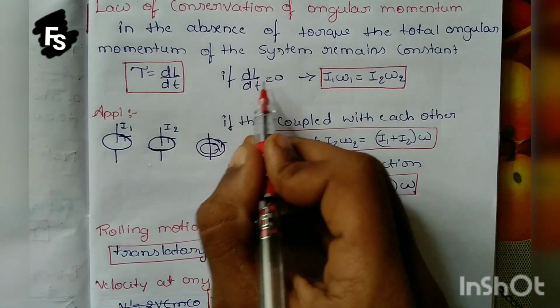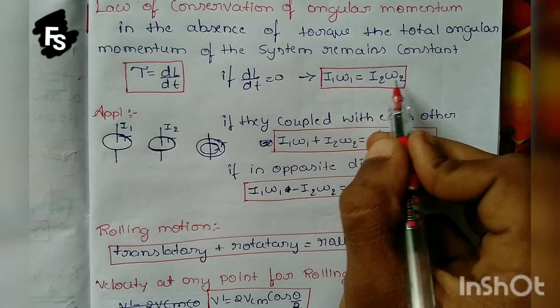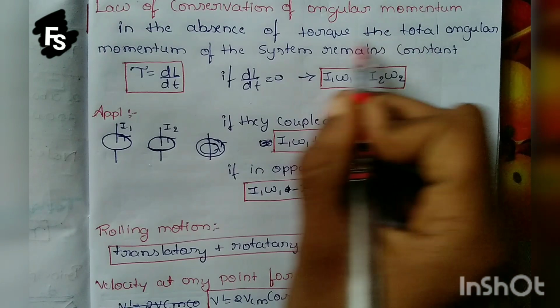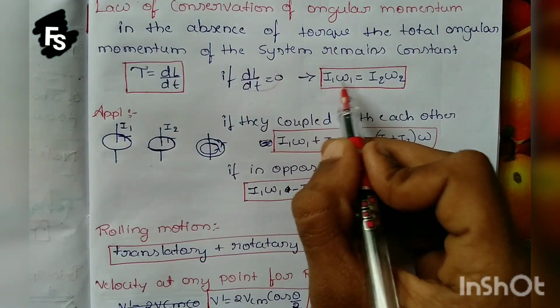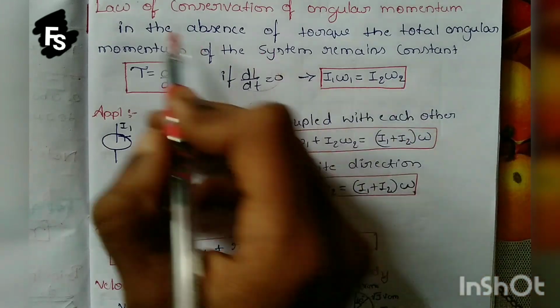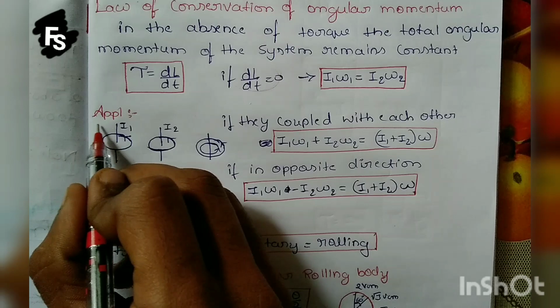If dL by dt equals 0, it means there is no torque. Then I1 omega 1 is equal to I2 omega 2. If there is no torque, angular momentum remains constant. This is known as the law of conservation of angular momentum. We can study an application.